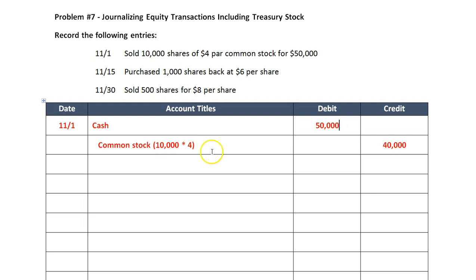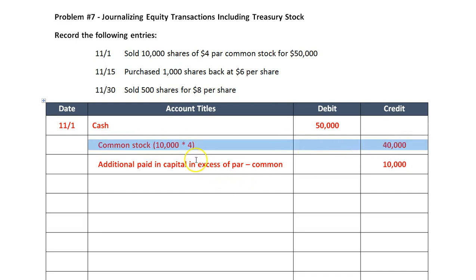Now it doesn't balance though, but we record stock at its par value, so the 10,000 times the 4. And you're going to love the name of this next account. We put the rest into this account, additional paid-in capital in excess of par, dash common. You can call it a PIC account if you want. I know you don't want to write that much, so just call it a PIC account. I'm just putting a long formal name here. So the rules with common stock or any equity: you issue it, you record it at its par value, and you put the rest into a PIC account if you receive more than the par value.